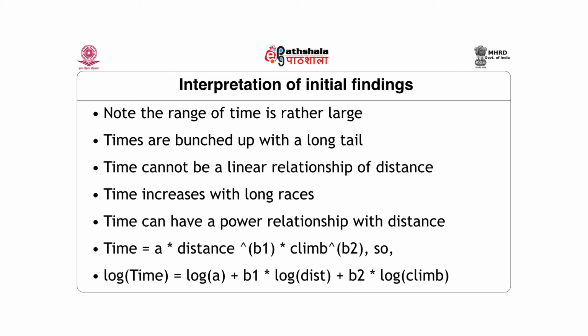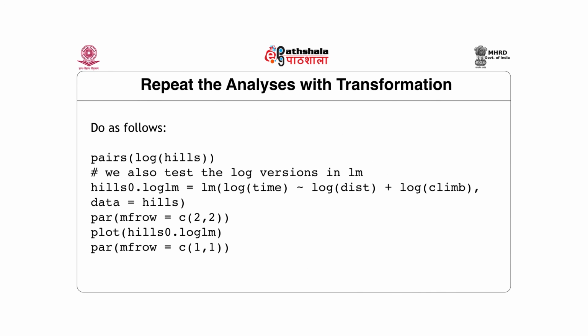So we could run this model, or we could run these graphical explorations as it is, but let's see if we could take logarithms and then run the pairs, and see what happens. Once again, an explanation of the code. You can see that we just run the pairs of the log of the hills, sufficient to run everything. And then, because it is a new function, say hills.log_lm, we run the linear model with the log time against the log distance plus log climb. Okay, keep matters really simple.